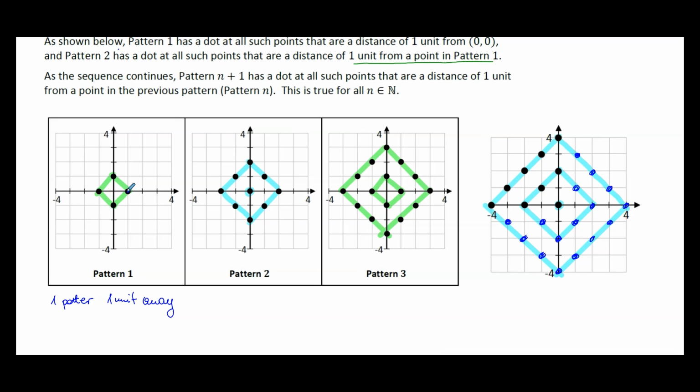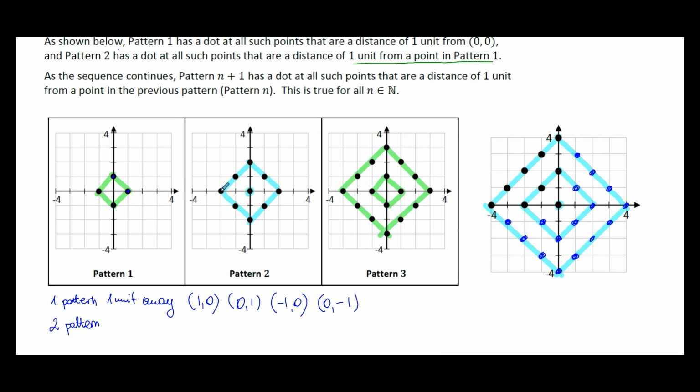What are the coordinates? So this coordinate will be what? 1 and 0. This coordinate here will be 0 and 1. This coordinate here will be -1 and 0. And then this coordinate here will be 0 and then -1.